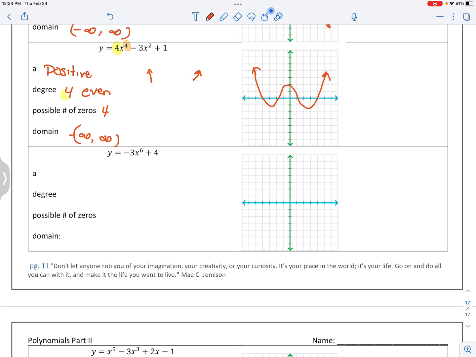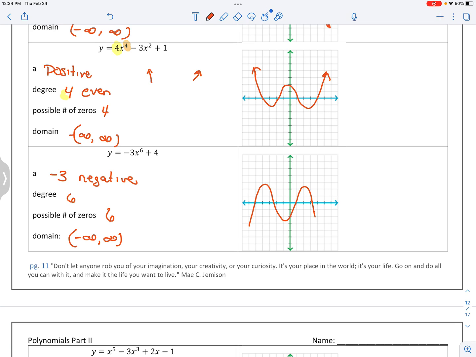Okay? Welcome back. For this one, we have A is going to be negative 3, so it's negative. The degree is 6. The possible number of zeros is 6. Of course, my domain would be negative infinity to infinity. And because my degree is 6, but my leading coefficient is negative, it's going to look like this. And it can cross as many as 6 times.